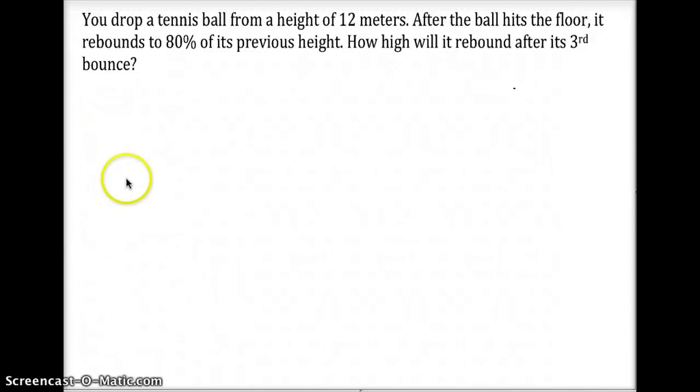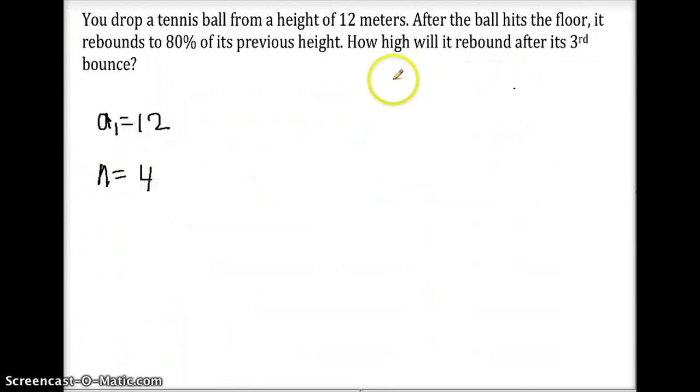The next problem says, you drop a tennis ball from a height of 12 meters. After the ball hits the floor, it rebounds to 80% of its previous height. How high will it rebound after its third bounce? So we know that a1 is 12. That's the initial height. Then you might think that we want to find n equals 3 because it's the third bounce. But we actually want to find n equals 4.